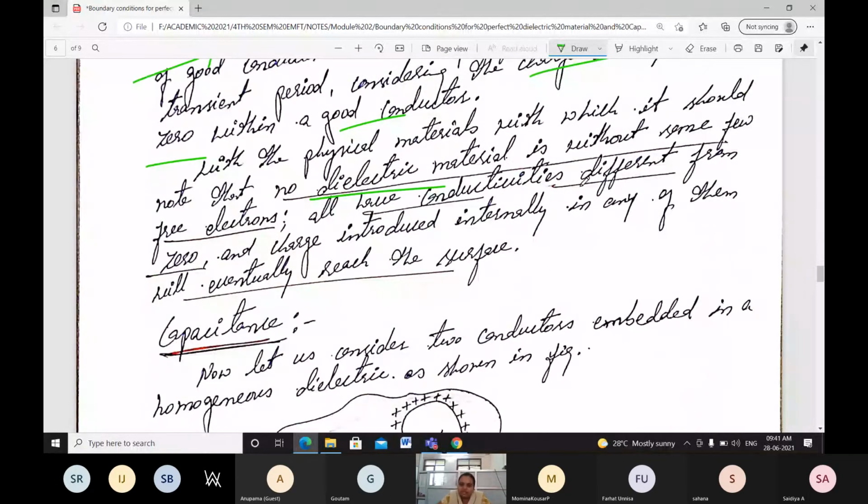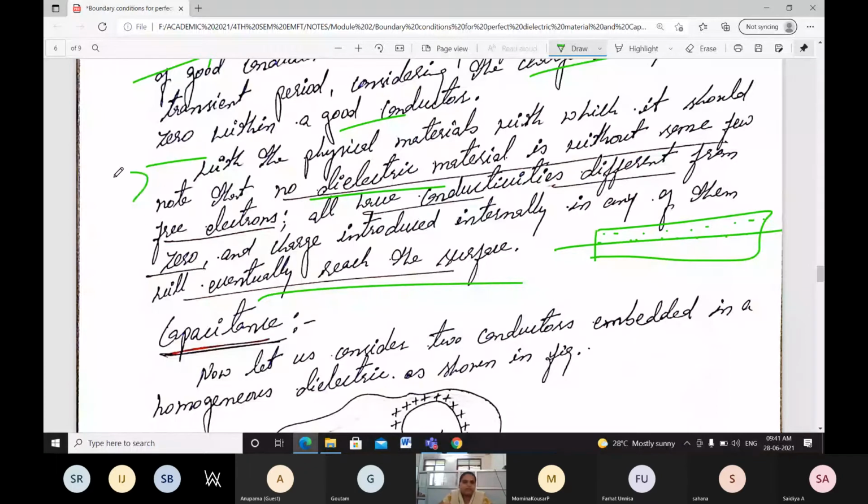Then the charge introduced internally in any one of them eventually reaches the surface. Whatever in a glass, if I take it, it reaches the surface of the material. If I pass a wire at the surface, it will have a few electrons. It's not comparable with the conductors. A dielectric will have very few, it may be 500 for conductors, meaning 5 or 10 for a dielectric medium. Take that as an example.